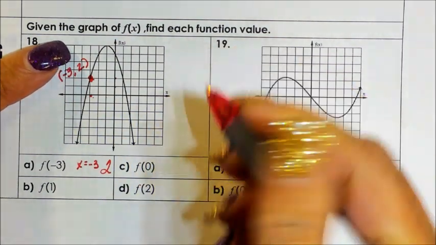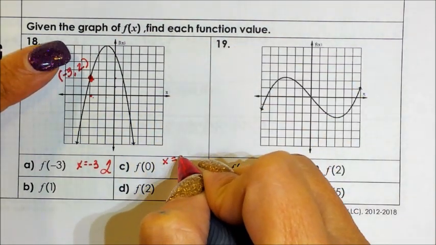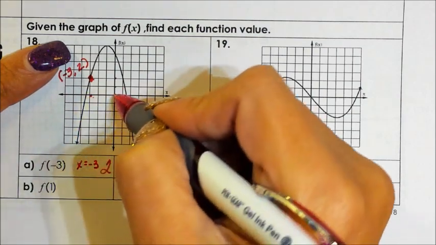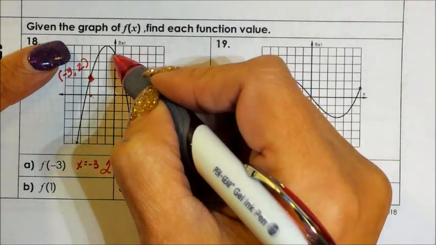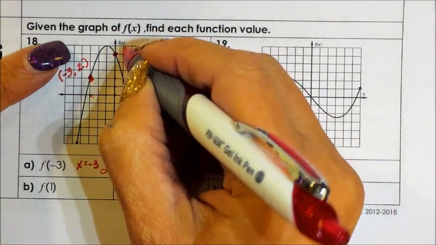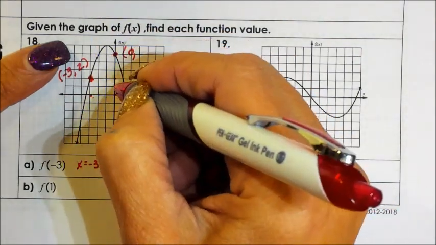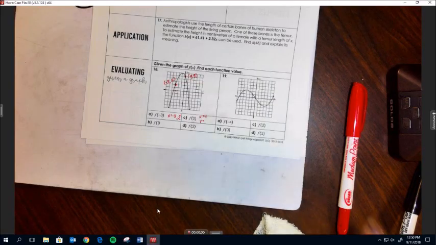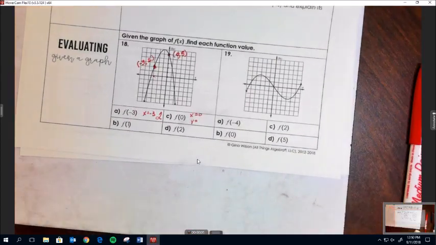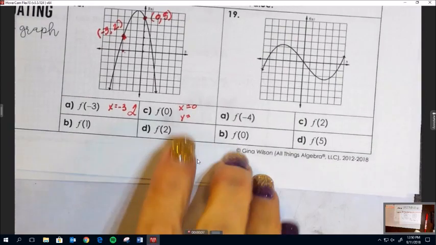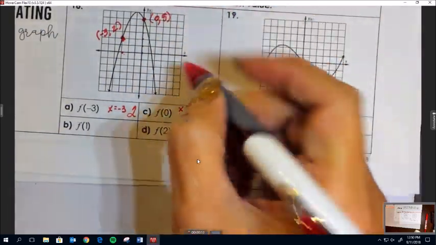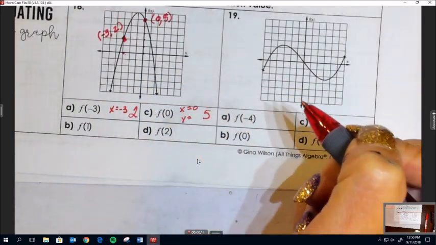When x equals 0, what is y? Well, if x is 0, where's the graph? Go up here. Here it is, right here. What's that ordered pair? 0, comma 1, 2, 3, 4, 5. All right, let's try this again. I'm getting very frustrated with my camera. Okay, so when x is 0, I go up and it's 0, 5. So my y value is 5.